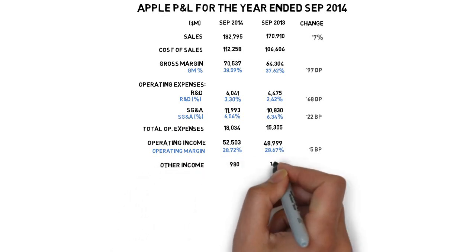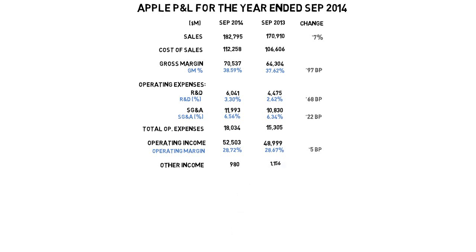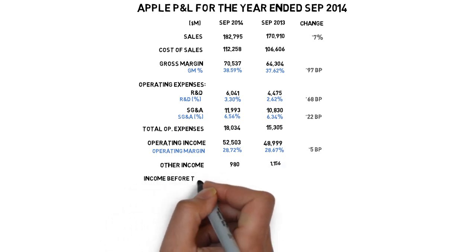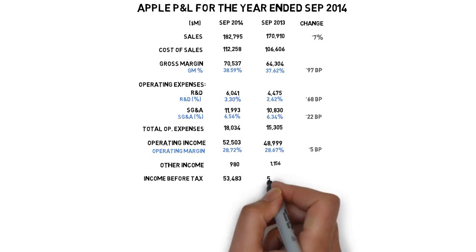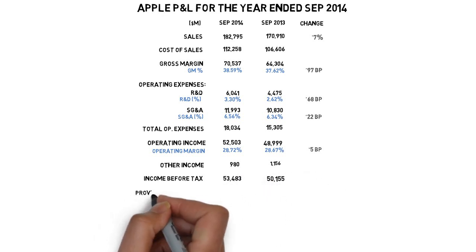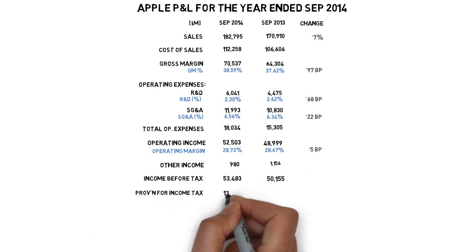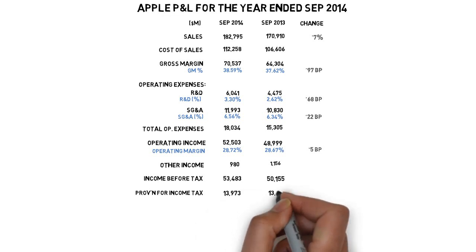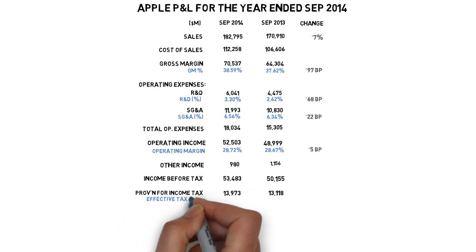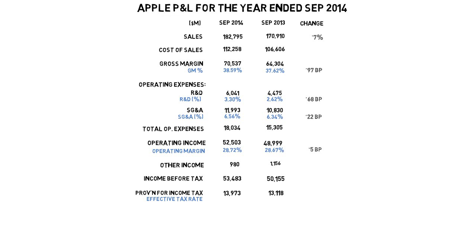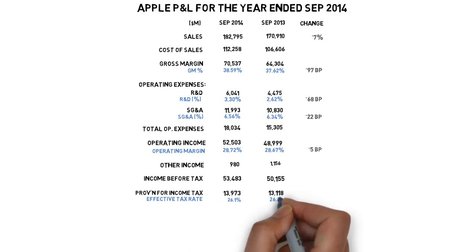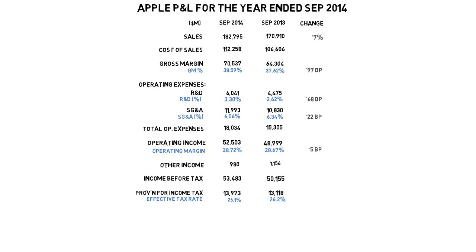Okay, next comes other income. And adding on other income, that brings us to income before taxes. After that, the provision for income taxes. And here we can work out the effective tax rate. We do that by dividing the income tax expense by the income before taxes. And here we see that the tax rate has remained quite constant at just over 26%.